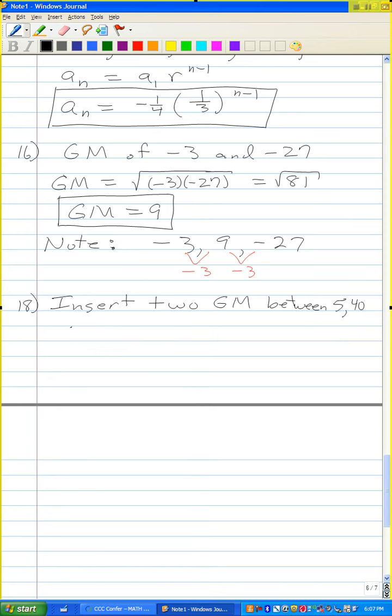So we have the first term, second, third, fourth term, and then the fifth term. And so I want to insert these three numbers so that this now is a geometric sequence. Okay, well, I know that if this is a geometric sequence, then the general term is just a sub n is equal to a1 r to the n minus 1.